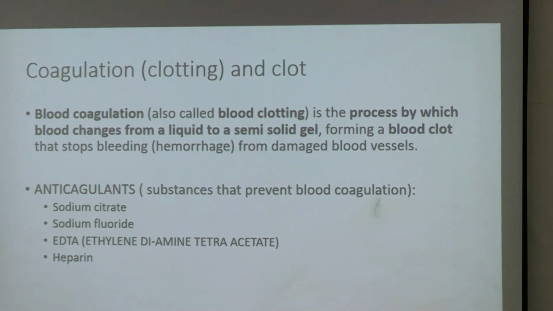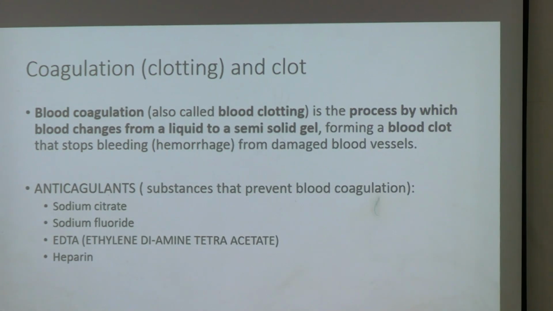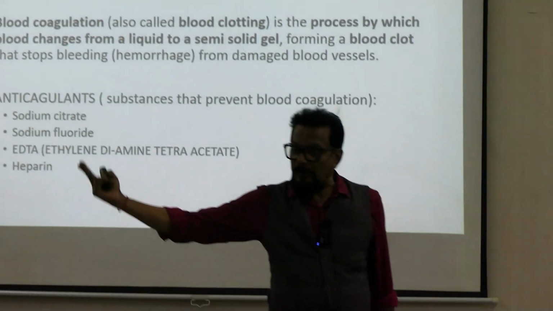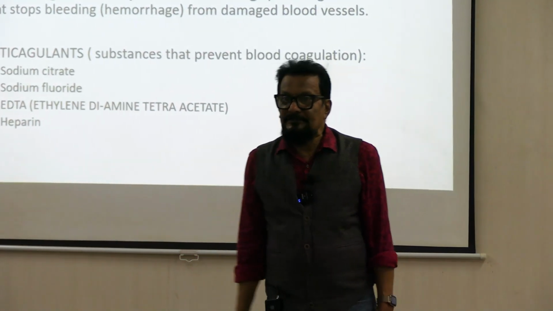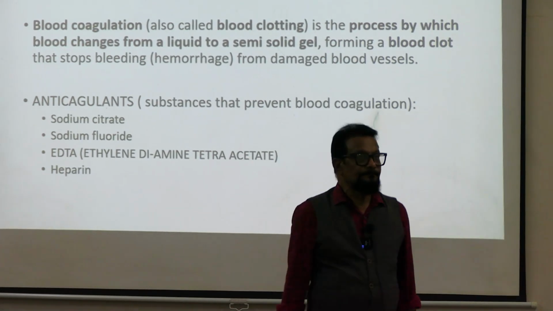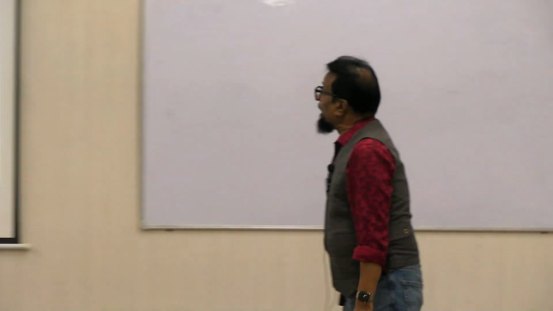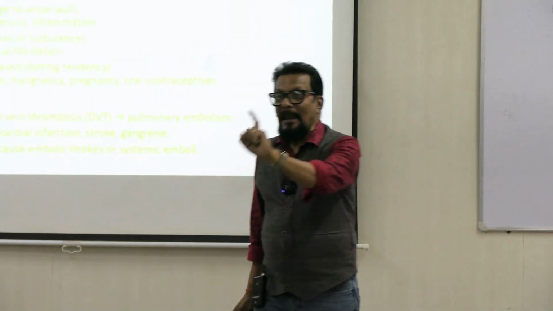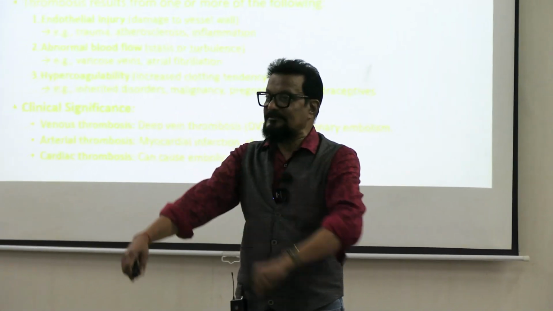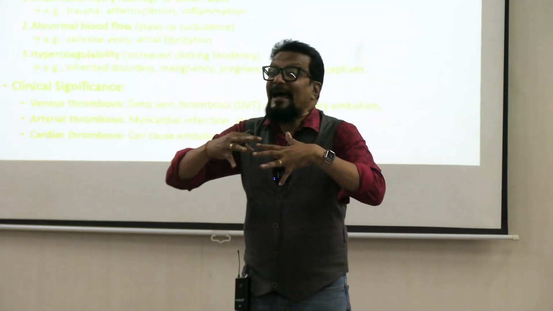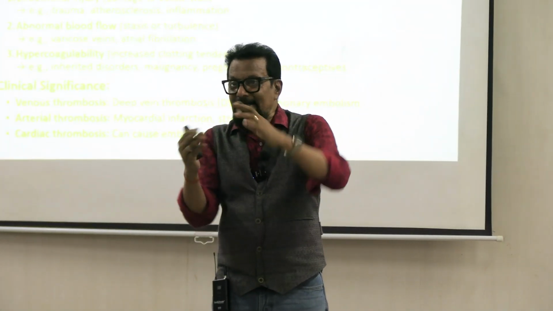What is the full form of EDTA? Write it down. It is ethylene diamine tetraacetate. Even today, our tutors may ask you what EDTA is. So EDTA is an anticoagulant. Heparin is another anticoagulant. What is a thrombus? You might have heard the words thrombus and embolus. Blood can coagulate within the blood vessels because of a problem in the endothelial lining. For example, in atherosclerosis, the inner lining of the blood vessel becomes irregular.